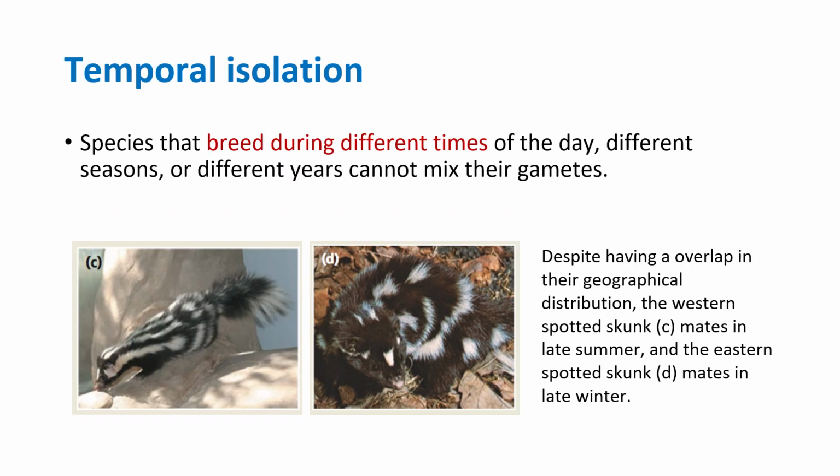The second reproductive isolation is temporal isolation. Again, they're living in the same geographic location, but it might be during a different time of the day or a season or a year. For example, the western spotted skunk here on the left only mates during late summer, while the eastern spotted skunk here only mates in late winter. So they don't ever hook up at the same time.